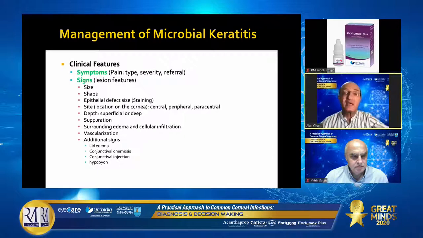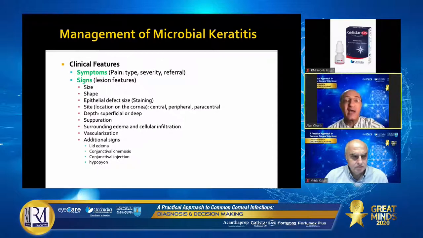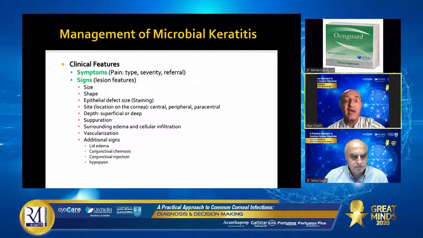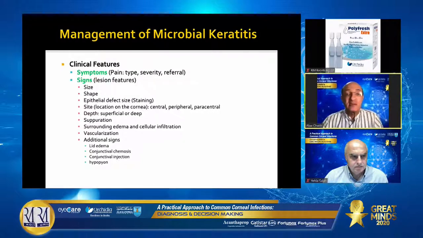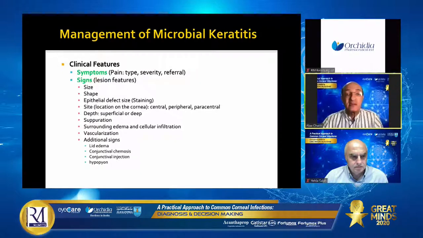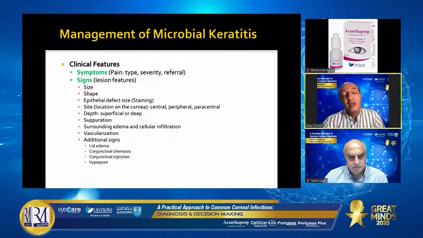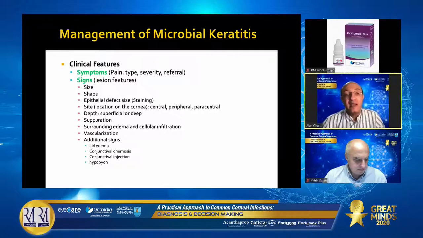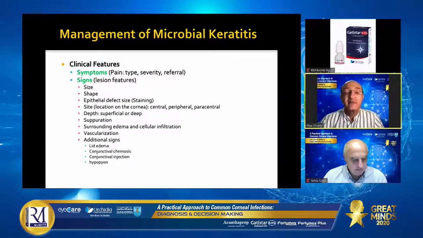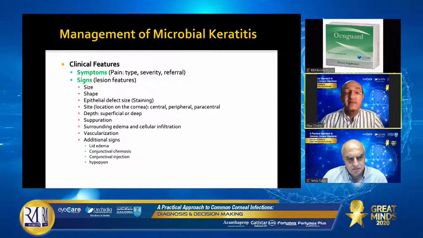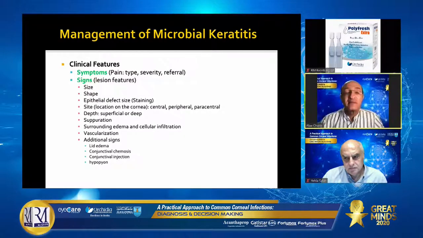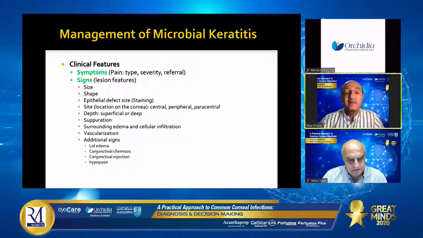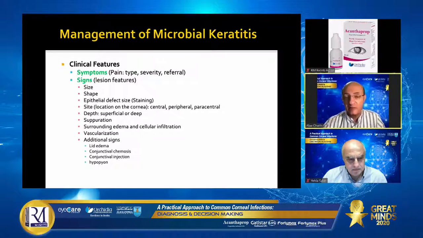After taking a thorough history, you have to pay attention to the clinical features, I mean symptoms and signs. Symptoms: you have to ask about pain. Pain is a very important feature of microbial keratitis, and I will speak about it now. Then the signs of the disease, the lesion features. You have to take a good look at the size, shape, epithelial defect size, and all these factors I'm listing here. I will go through each one separately.